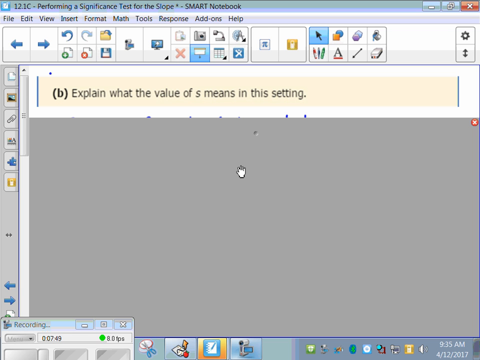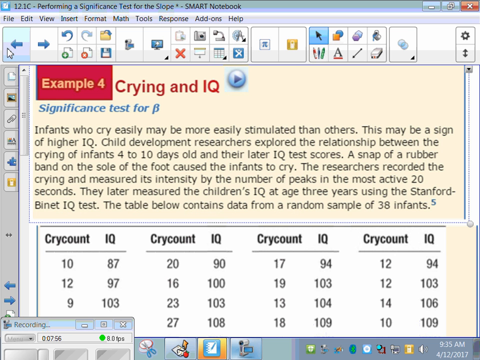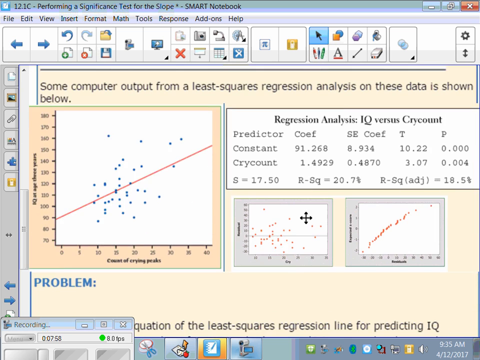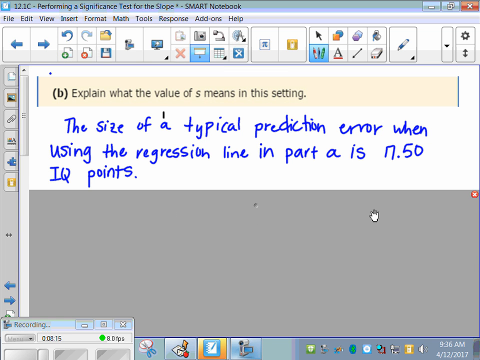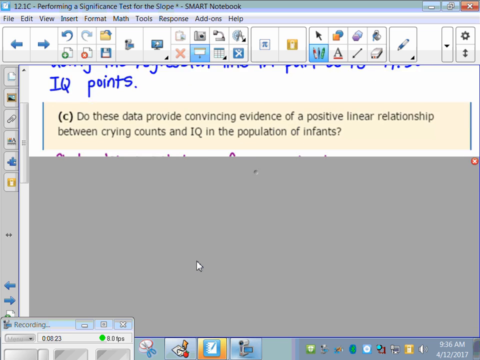All right, explain what the value of S means in the setting. My board isn't working, so I have to be over here. You have to look at this right here. Here is S. Anybody remember what S means? Standard deviation, typical distance from the regression line. Okay, S is the typical distance from the regression line. So the size of a typical prediction error when using the regression line in part A is 17.5 IQ points. That's your S.